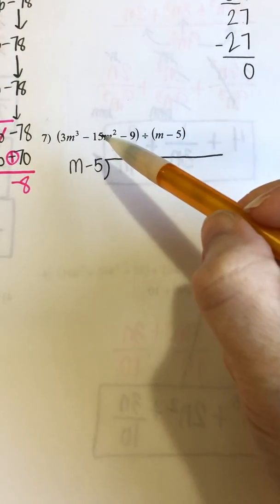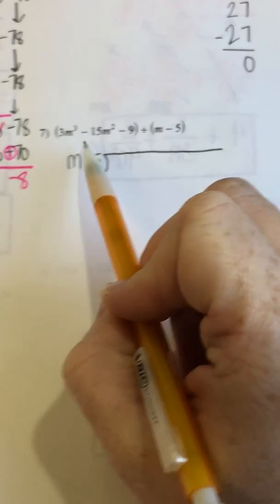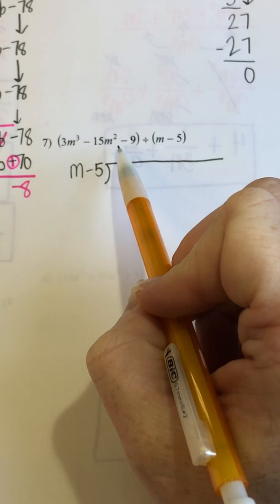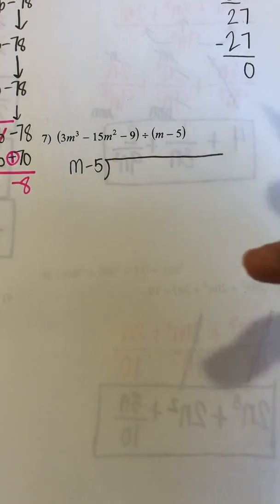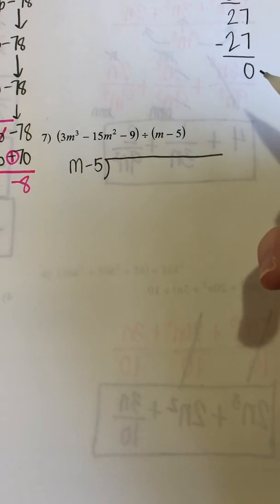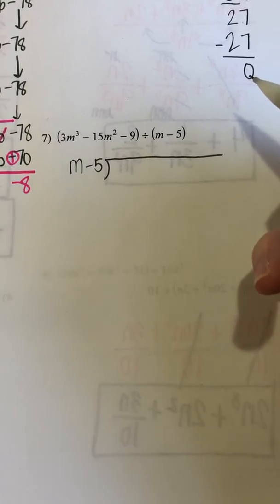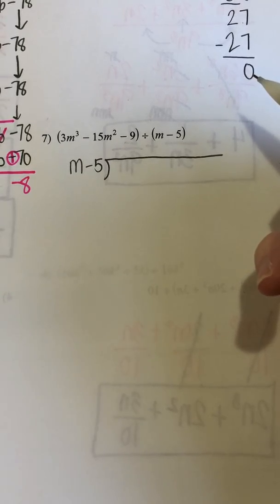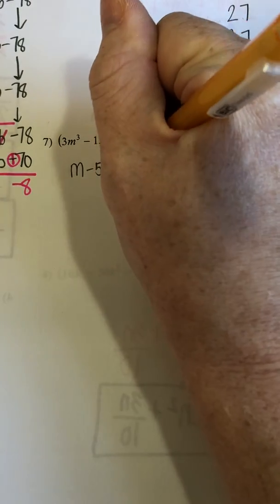What I am dividing, my dividend, right here, I have 3m cubed minus 15m squared. What's missing? An m to the first power. Okay? And I've got the minus 9. Anytime I am missing something, I have to plug in a placeholder. What represents nothing? 0. So here we go. Here's how I'm going to write it.